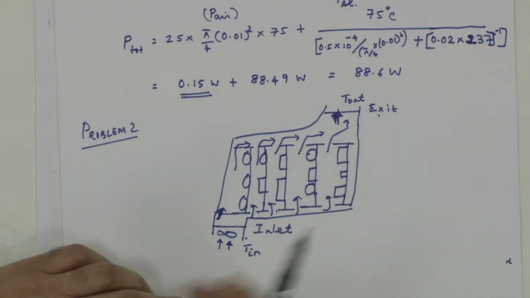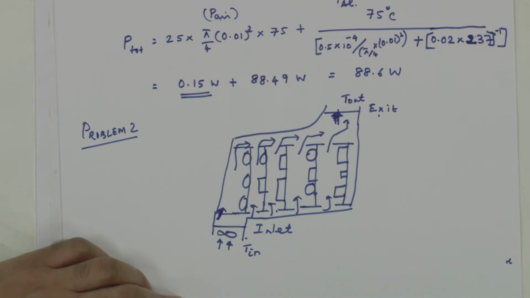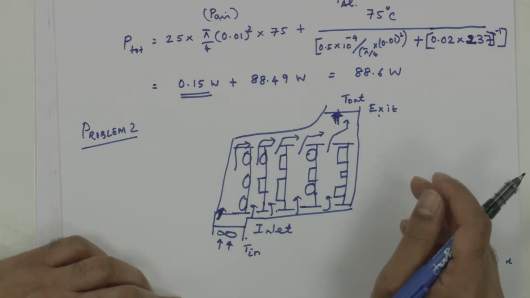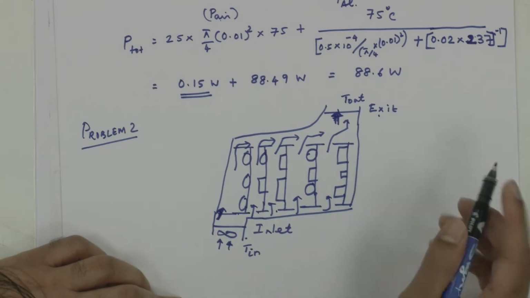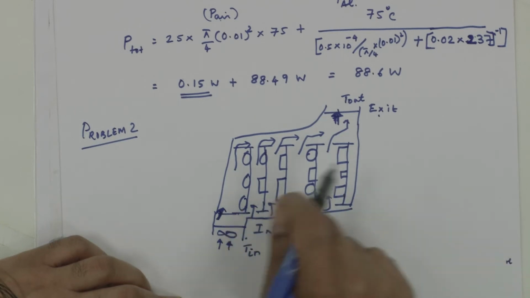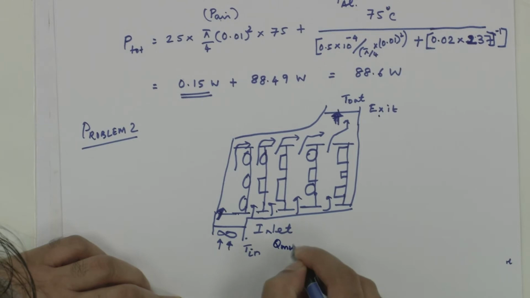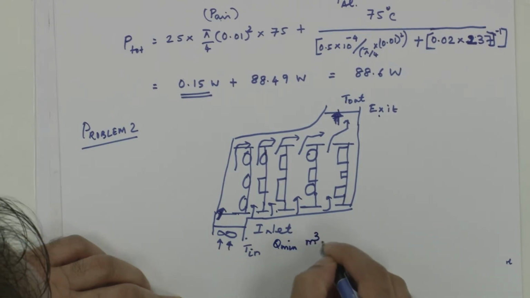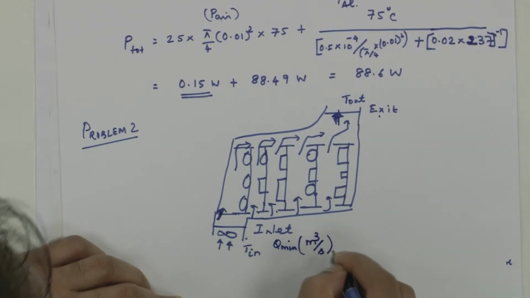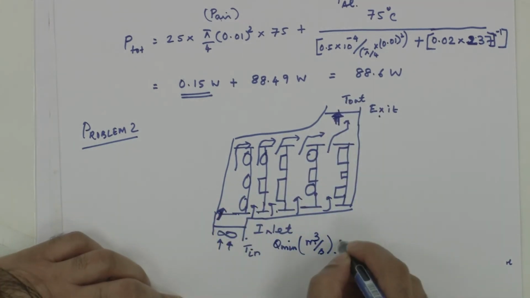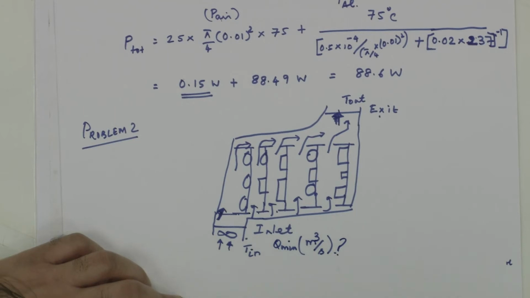The goal of this problem, the first order of business, is to calculate the minimum flow rate, the overall flow rate Q minimum, which is the volumetric flow rate that goes through this system. That is the first question that we are interested in answering in this case.